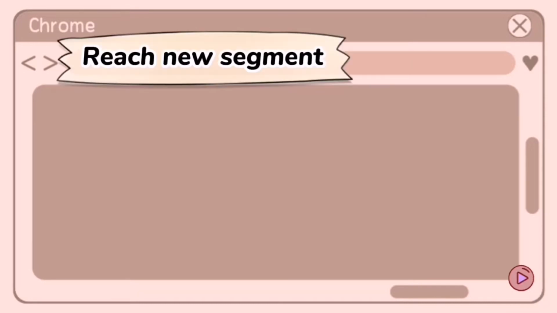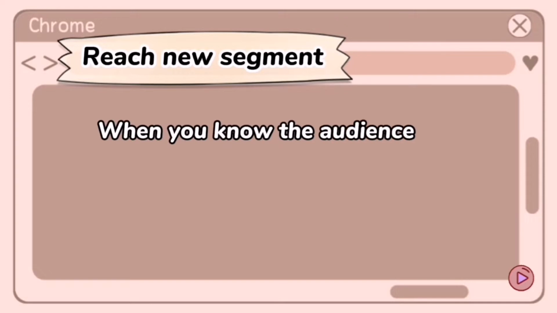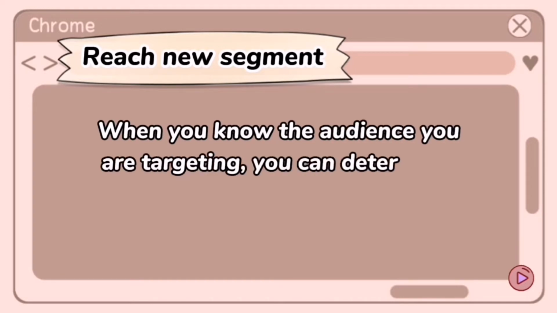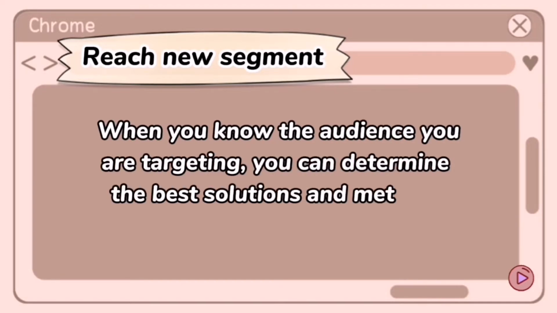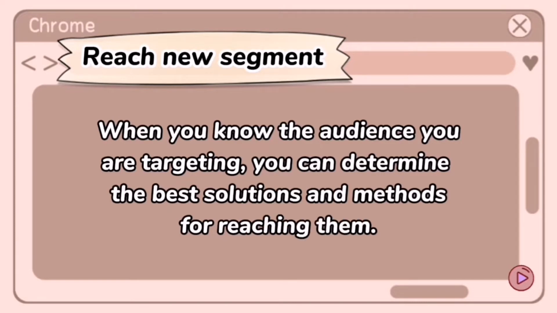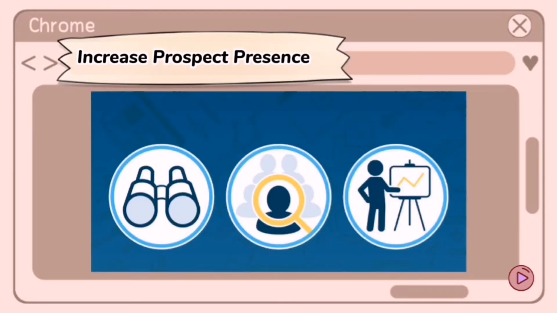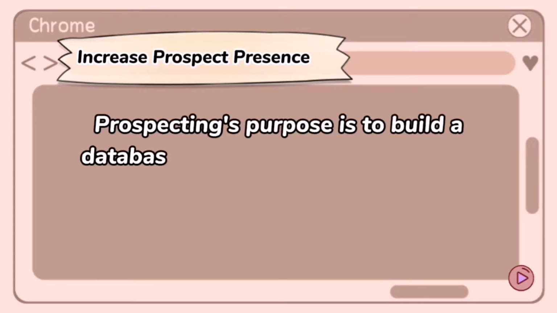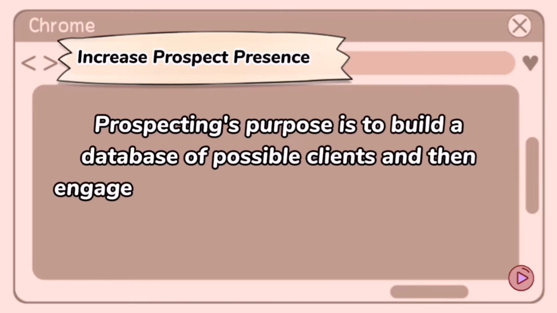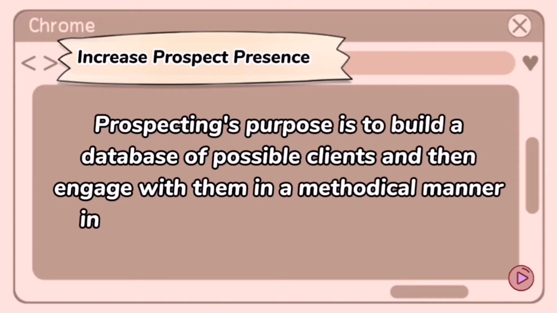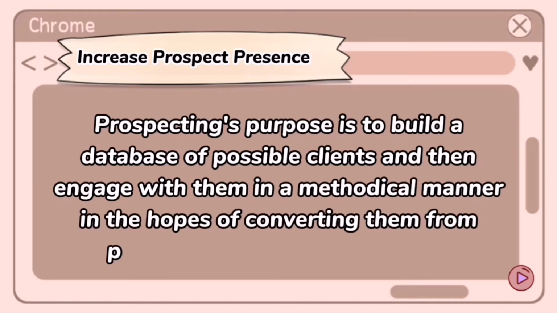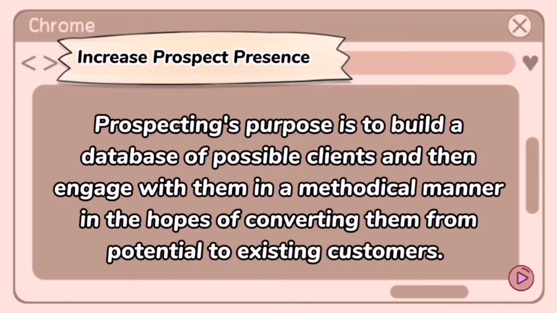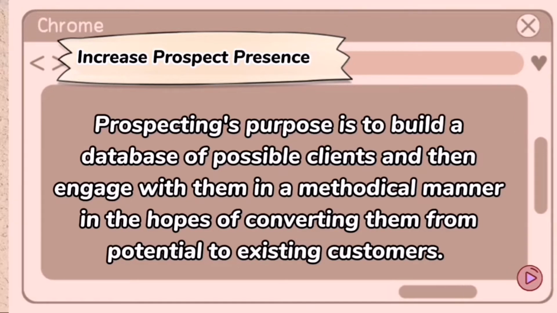Next, reach new segment. When you know the audience you are targeting, you can determine the best solutions and methods for reaching them. Then the last is increase prospect presence. Prospecting's purpose is to build a database of possible clients and then engage with them in a methodical manner in the hopes of converting them from potential to existing customers.